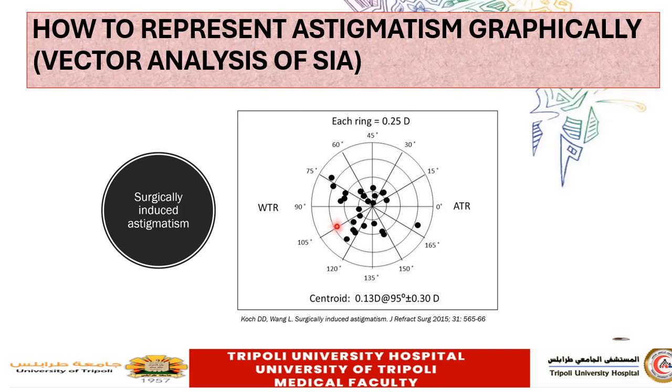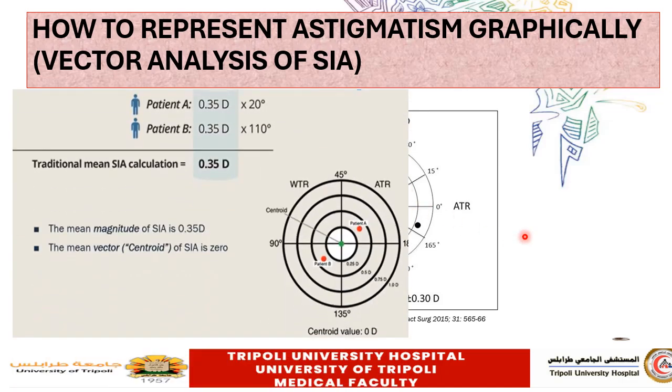Now, how can you take the mean or the median of these values? The centroid represents the median of all these values. To understand this, I made an example. If you have a patient with 0.3 diopter at the axis of 20 and 0.35 diopter at the axis of 110, and you take the mean the traditional way, the mean will be equal to 0.3 diopter.